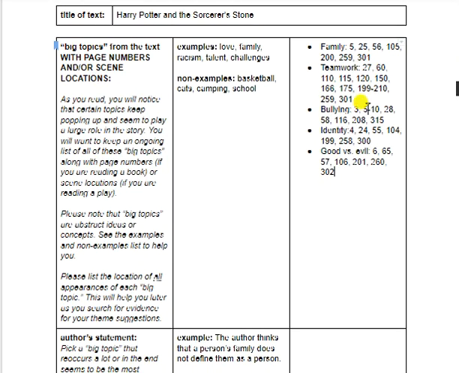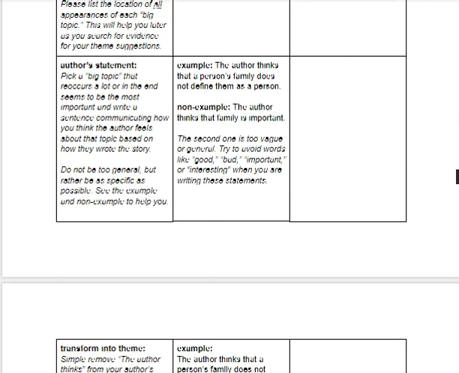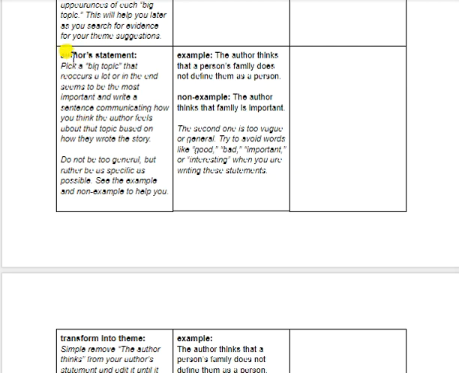Okay, so after I got these topics down, I scrolled down here, and this author statement part is where I am now. So the next step is to pick a big topic that recurs a lot, or maybe by the end of the book seems to be the most important, and write a sentence communicating how you think the author feels about that topic based on how they wrote the story.